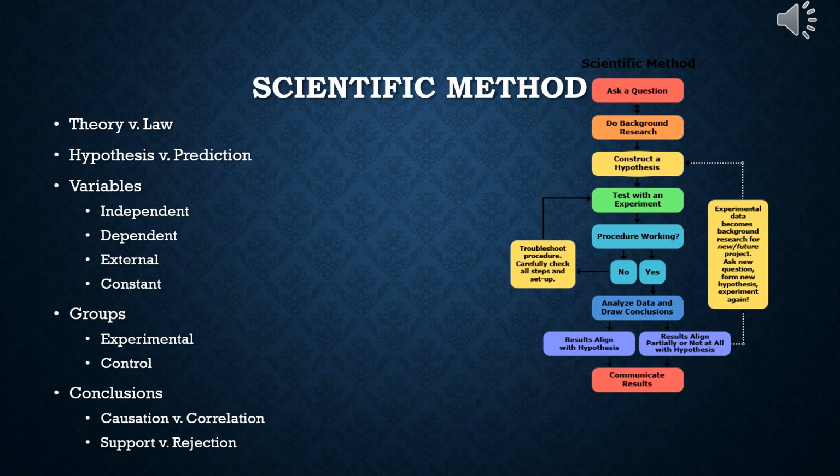Also, when you're talking about your hypothesis and your conclusions, you talk about things in terms of support or reject. It is impossible for science to prove anything. There's always a potential chance that new research and new technology could overturn the things that we previously thought were correct.